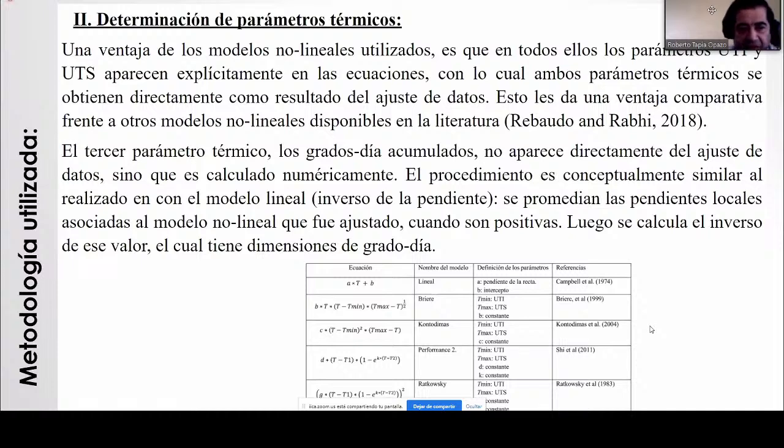The third temperature parameter, degree days, cumulative degree days, do not appear directly from the adjustment of data, but they're calculated numerically. The procedure is conceptually similar to the one with a linear model, inverse to the slope, and there's an average of local slopes associated to the nonlinear model that was adjusted when they are positive. And then there's the inverse calculation of that value, and it gives us the degree day dimension.